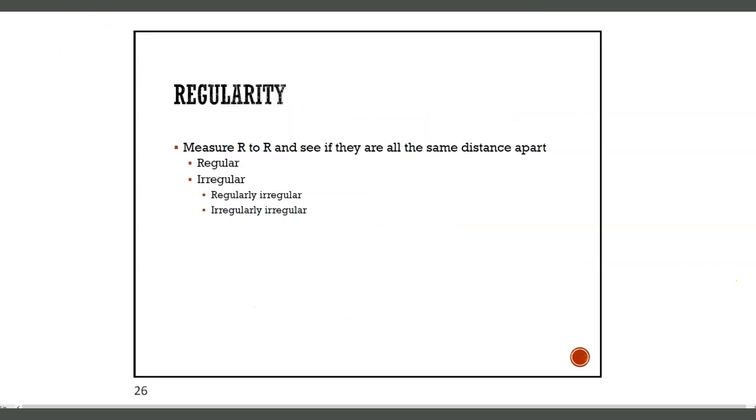All right, we talked about regularity. Regularity is basically the measurement between each R to R. We just want to make sure that there's the same distance from each R to R. So they can either be regular or irregular. Irregular can be regularly irregular or irregularly irregular. Regularly irregular means they can be irregular, but their irregularity is quite regular. And when it comes to irregularly irregular, there's really no pattern. It's all over the place.